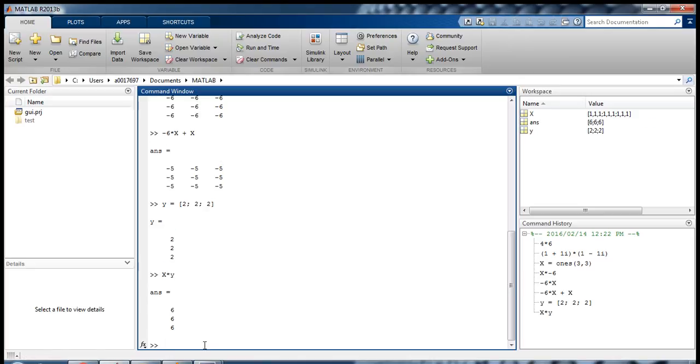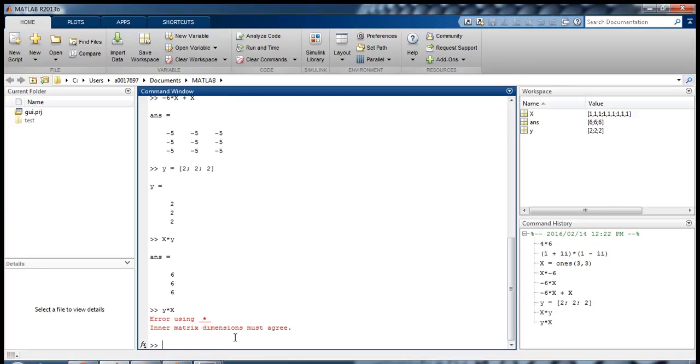What if we try to do y times x? Would that work? Well, y is a 3 by 1 matrix, x is a 3 by 3, so the internal dimensions don't agree. So y is a 3 by 1 matrix, x is a 3 by 3 matrix. Do the internal dimensions agree for matrix multiplication to work? No, they don't. So what will happen if we try to do this? MATLAB will say inner matrix dimensions must agree. So it's recognizing that it can't do matrix multiplication. This is a matrix, this is a matrix. I must obey the rules of matrix multiplication. It doesn't work because y times x doesn't work.